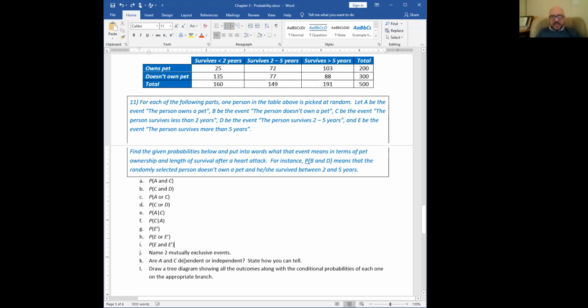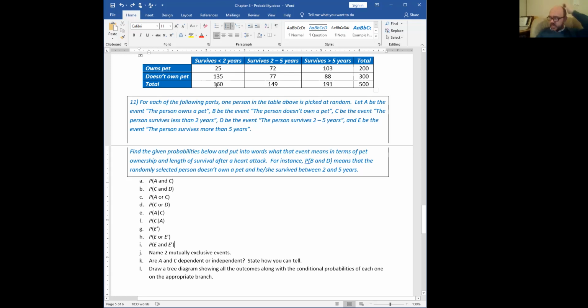Are A and C independent or dependent? They are dependent. The way I can tell is if I look at the probability of A and the probability of A given C, they're not going to be the same. So the probability of C is 160 out of 500, which is 32%. Oh, sorry, that's C, I apologize. Probability of A is 200 out of 500 or 40%. The probability of A given C is 25 out of 160, which is much smaller.